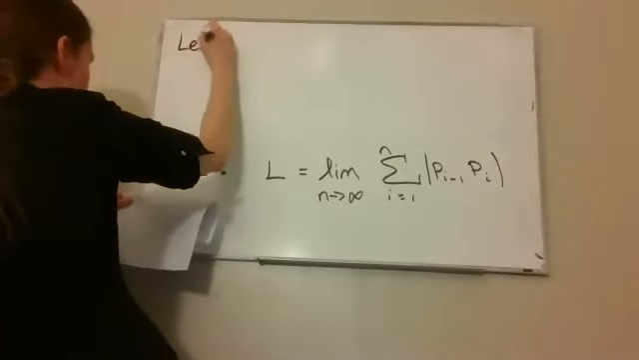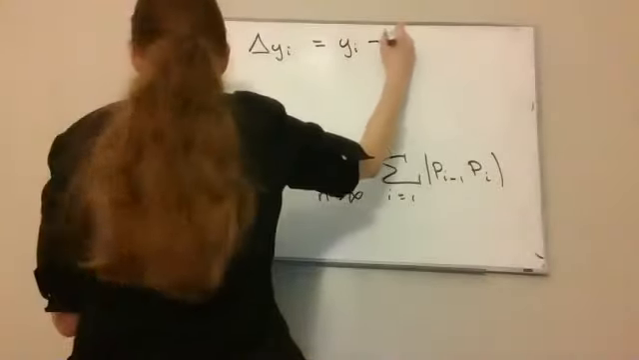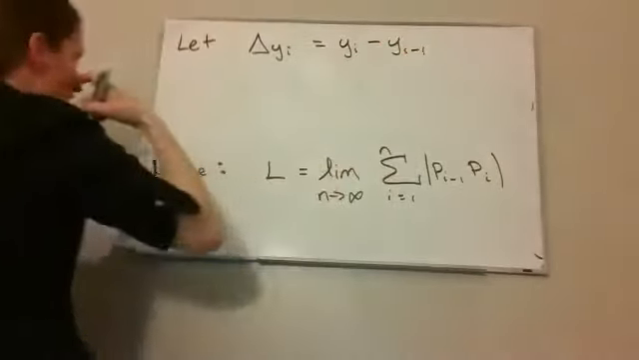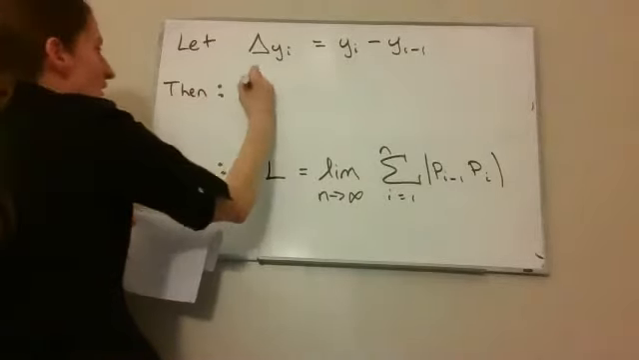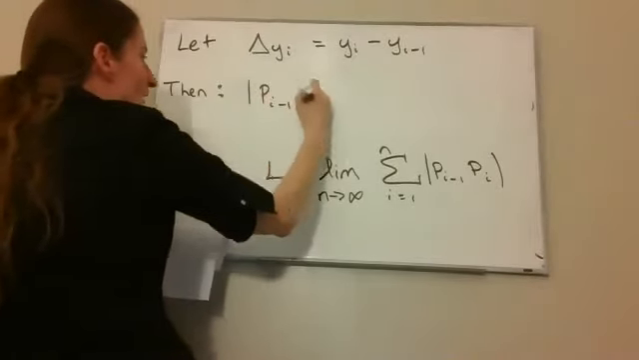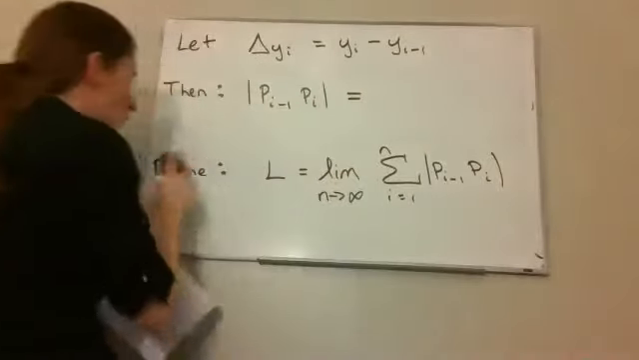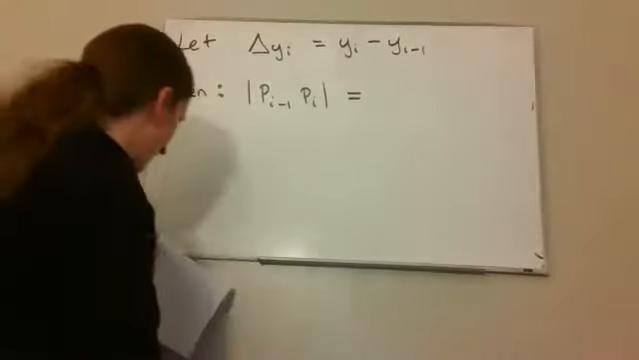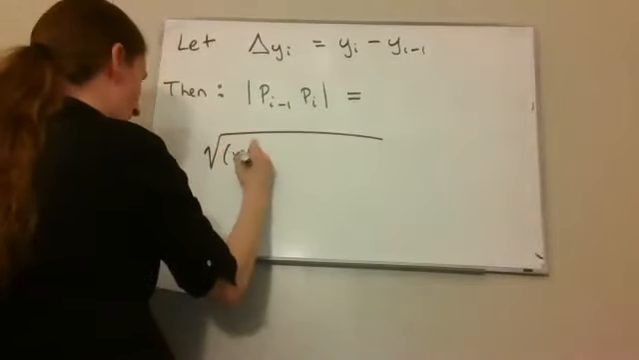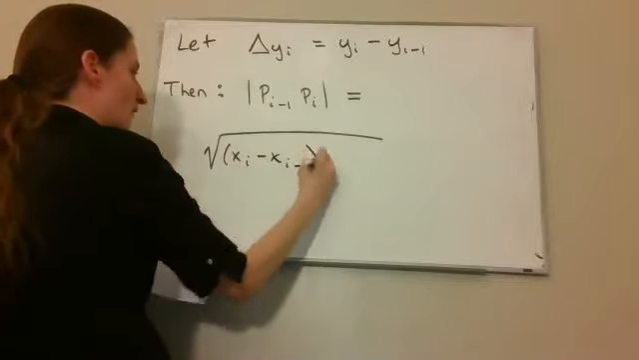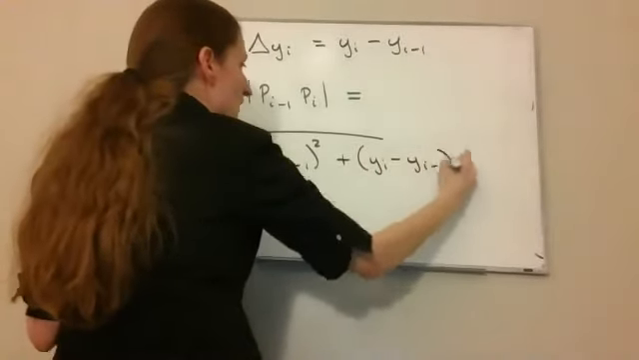So let's let delta y i equal y i minus y i minus 1, the change in our y coordinates. Then the distance from p i minus 1 to p i is equal to, using our distance formula from algebra, the square root of the change in my x's squared plus the change in my y's squared.